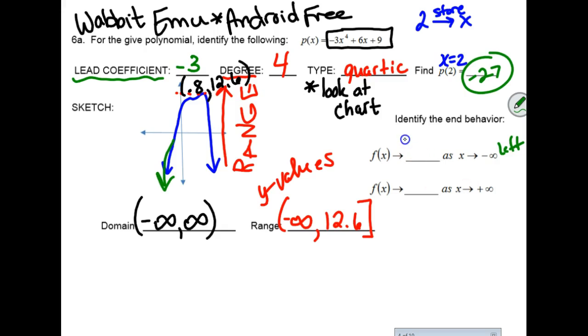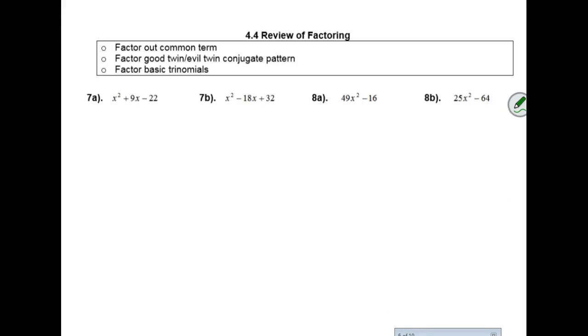The way we say down is negative infinity. And then over here, as x goes to positive infinity, is a very fancy way of asking for the right end behavior. So on the right side of your function, it's also going down, so negative infinity. Your only options for these 2 blanks when you're filling them out are either up or down. So you just have to look at the graph to figure that out. So you're going to get to do that one on your own.